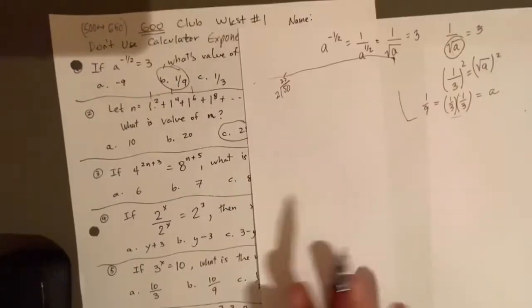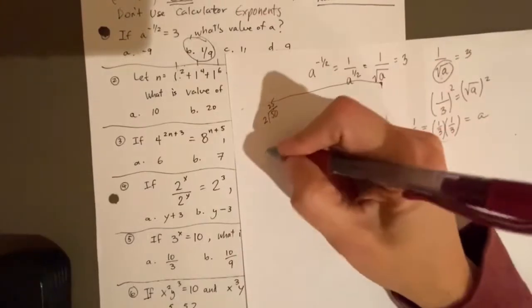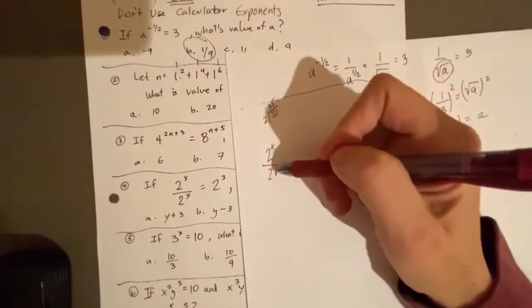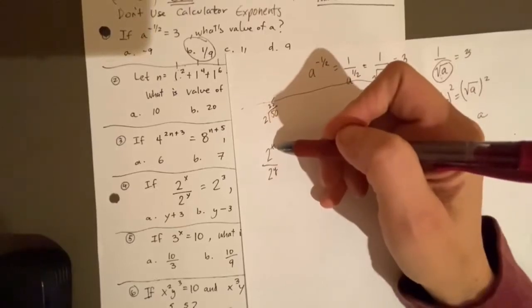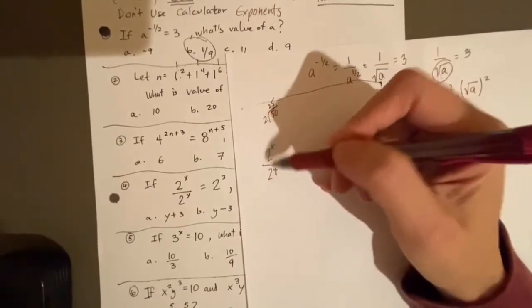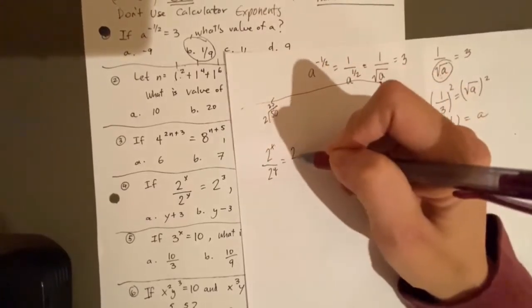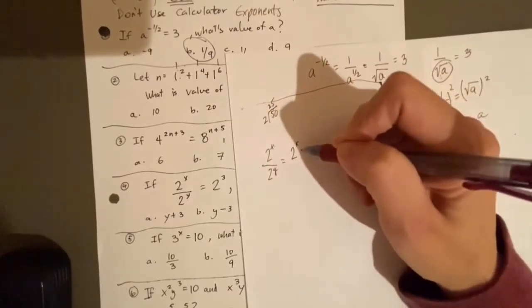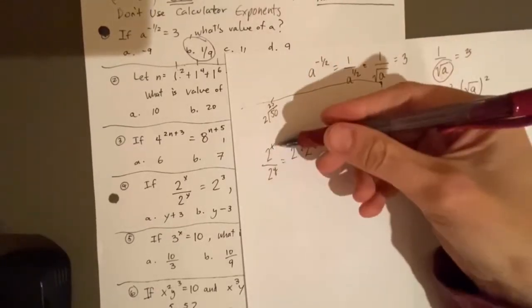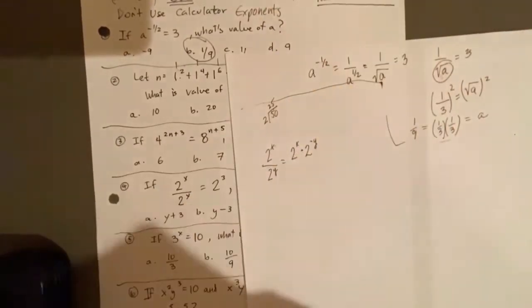So if I look at question number 4, I can rewrite 2 to the power of x over 2 to the power of y. Well, remember this idea of negative exponents. This could be rewritten as 2 to the power of x times 2 to the power of -y. Do you see what I did there?